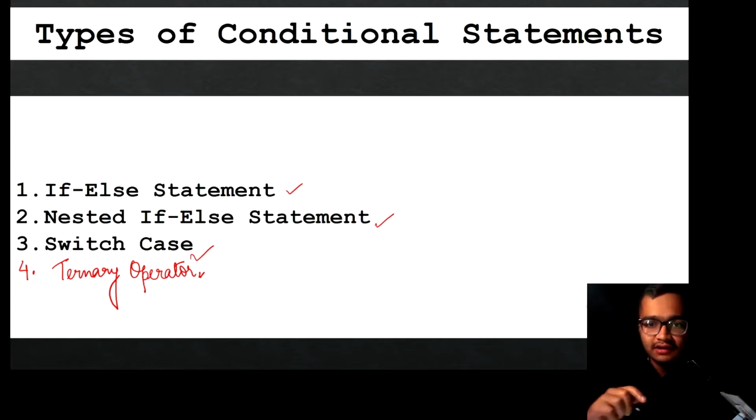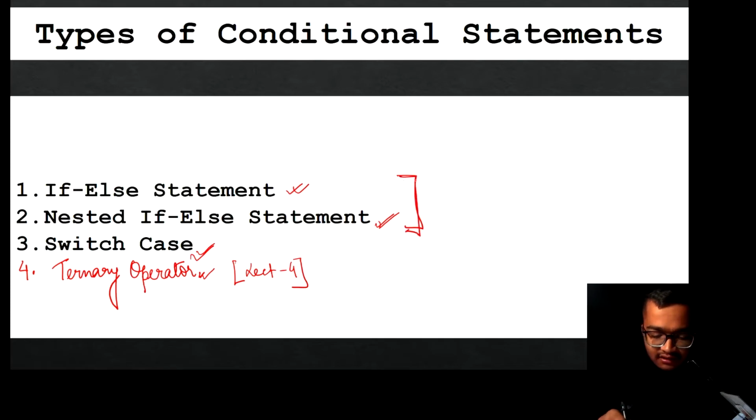So we can implement conditional operations in our program in 4 ways: the if-else statement, the nested if-else statement, the switch case statement, and the ternary operator. The ternary operator we have already discussed in the previous video, that is lecture number 4. These two, the if-else and the nested if-else statements, we are going to discuss today.